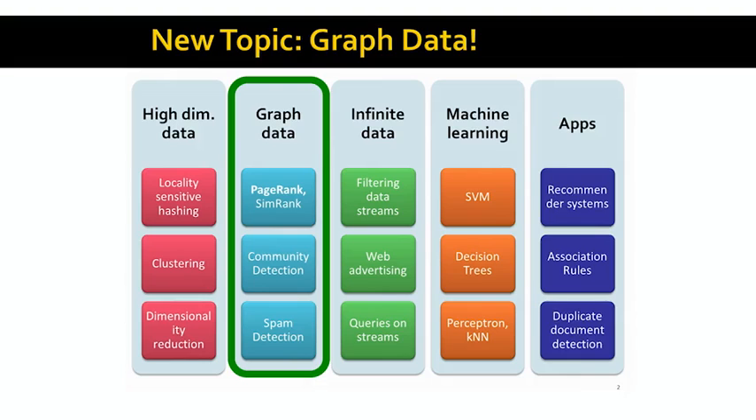In this module of the class, we will look at link analysis methods like PageRank and SimRank. We will look at community detection, where the idea is that we want to find clusters of nodes in the network. And then we will also look at spam detection, where the idea is that we want to identify nodes that are spam nodes in the graph. So those are the three modules for the graph data section.